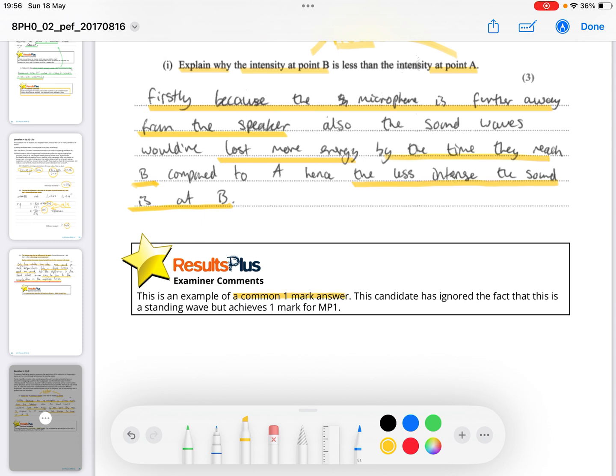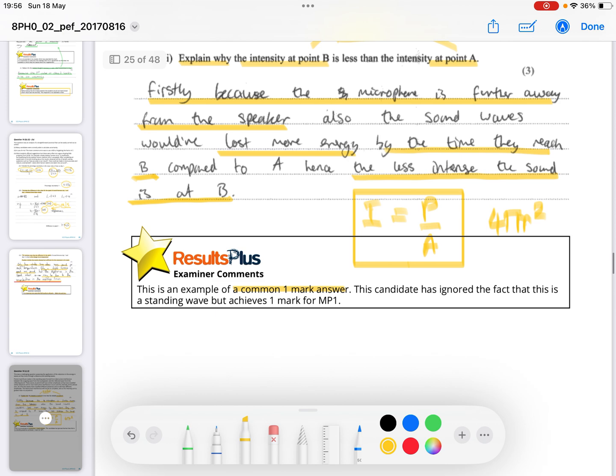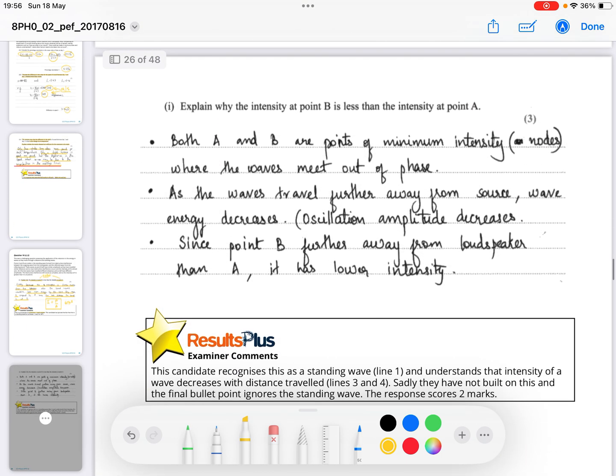But they got the idea that as you go further, the intensity decreases according to the power of the source divided by the area that it is spread over, which will be an inverse square law, because the area will be the area of the sphere that it is creating as it's radiating outwards. So this answer got 1 mark out of 3, whereas this answer gets 2 marks, I think. And they're saying that not many people got 3 marks.